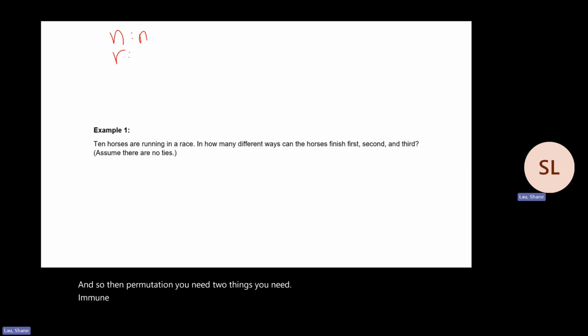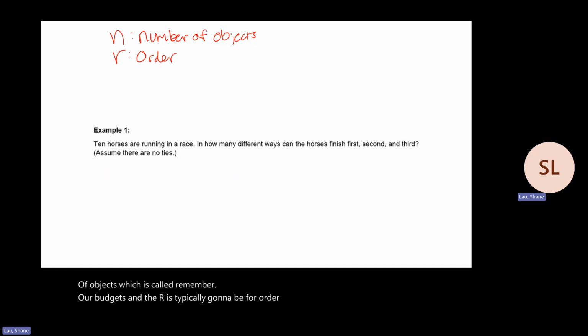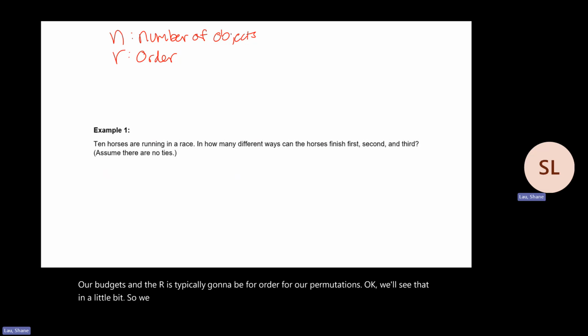Well, N is the number of objects, we'll just call it number of objects. And then the R is typically going to be for order for our permutations. We'll see that in a little bit. So we need an N, we need an R.